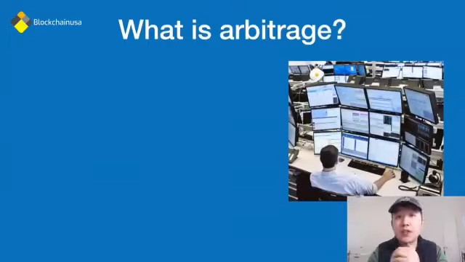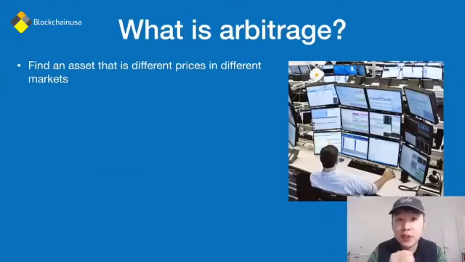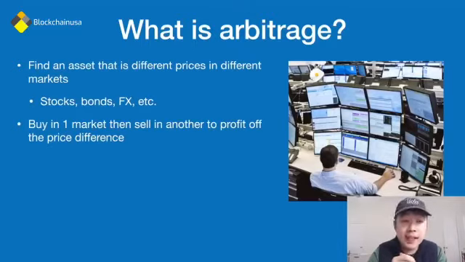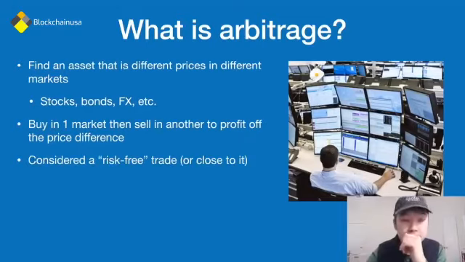Okay, so what is arbitrage on the highest level? Well, first of all, to do this, you need to find an asset that has different prices even though it's the same asset in different markets. You can do this technique with stocks, bonds, forex, and more. Basically, the idea is that you buy this asset in one market and then sell it in another market where it's a different price to profit off the difference. This is considered a risk-free trade or pretty close to it, if there ever is one.